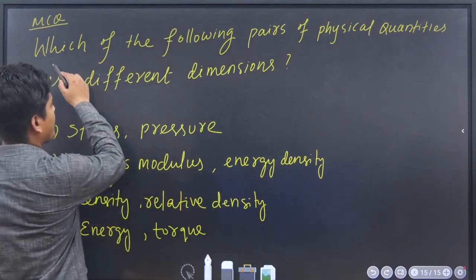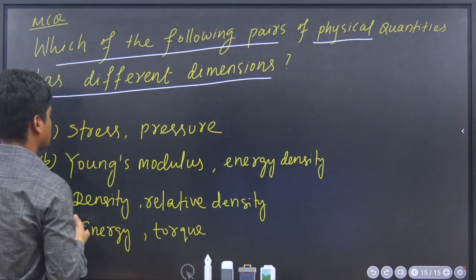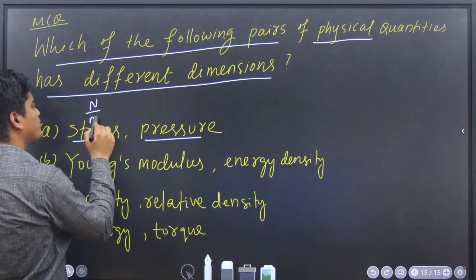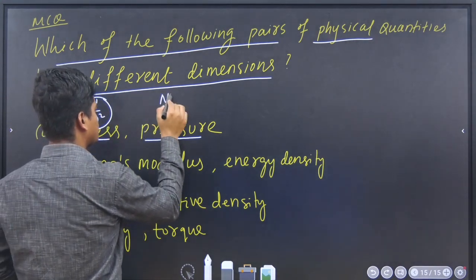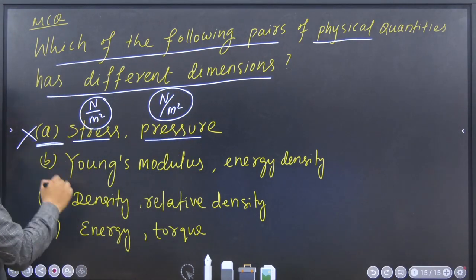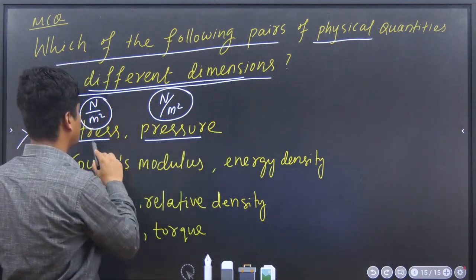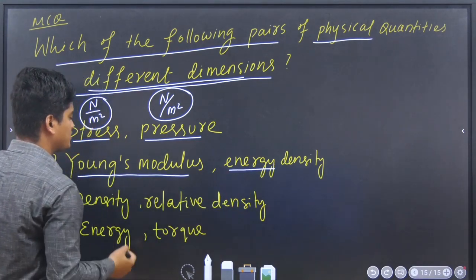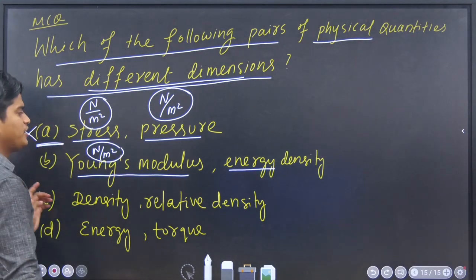Which of the following pairs of physical quantities has different dimensions? Now stress and pressure. Stress is Newton per meter square, because it is restoring force by area. Pressure is also Newton per meter square, because force by area. So they have the same dimension, but they are asking which pair has different dimensions, so this cannot be the answer. Young's modulus and energy density. Young's modulus is exactly equal to pressure in unit, so you can write Newton per meter square.